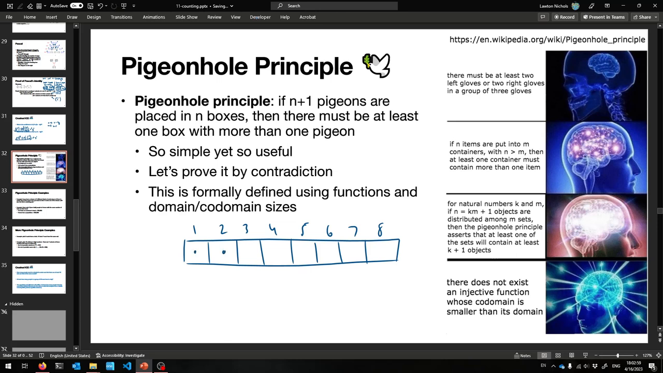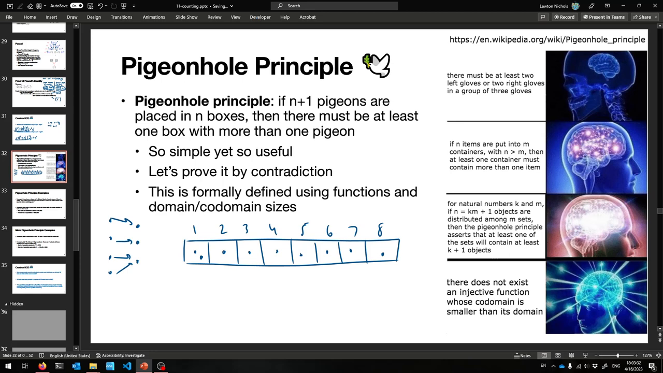You could put one here, one here, one here, one here, one here, one here, one here. That's 8 pigeons. And if you spread them out as much as possible, but there's 9 sitting in these boxes, then there must be at least one with overlap. That's as far as you can spread them out. It's like you're trying to shove 4 things into 3 holes. There has to be overlap. That's all the pigeonhole principle is, but it turns out to be very powerful.